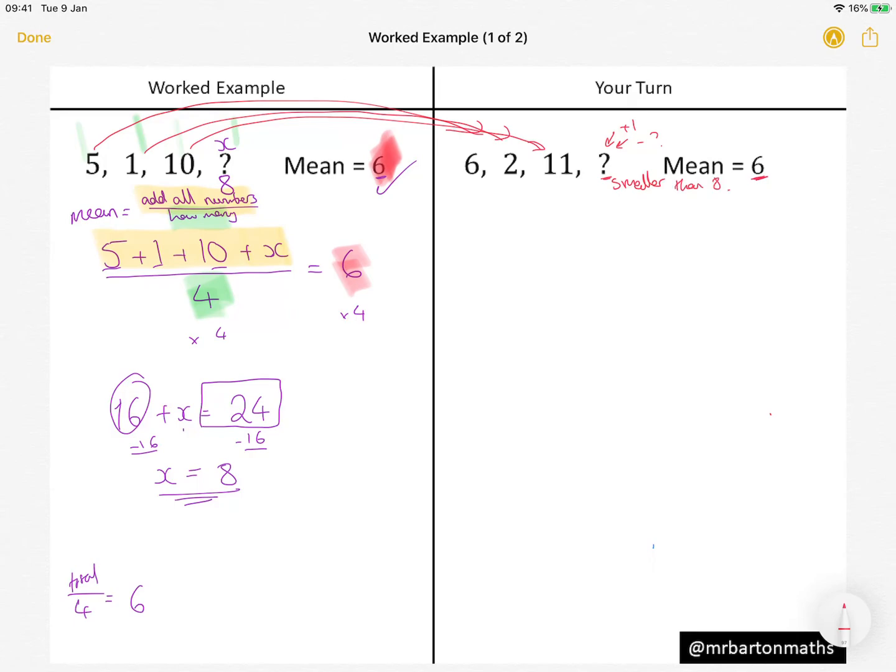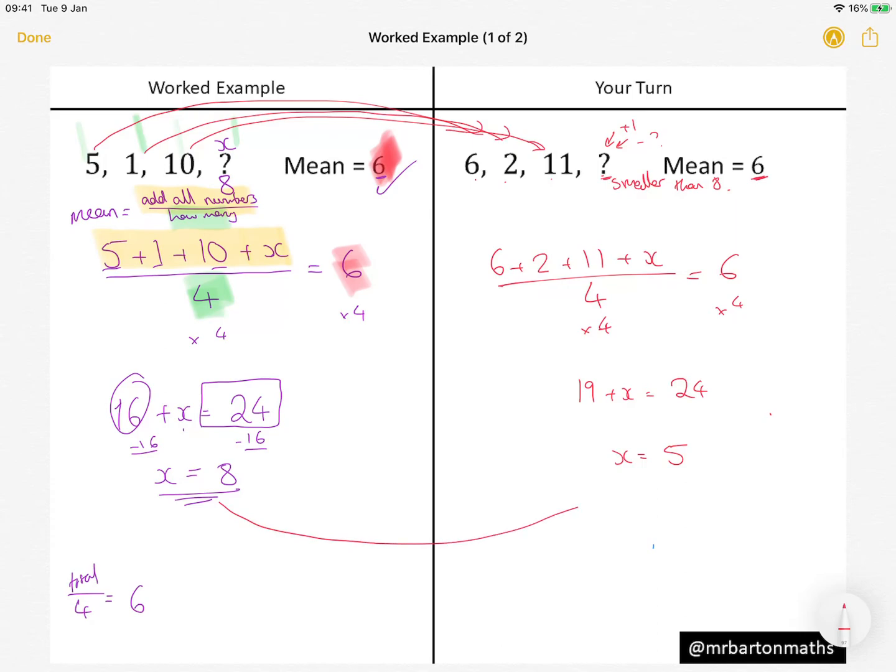Okay, let's go on to the formal working it out anyway. So 6 add 2 add 11 add X, or any letter you want, over 4 because there's 1, 2, 3, 4 numbers, and the mean is 6. Times both sides by 4 and that gets us what our total must add up to. Then 6 add 2 is 8, add 11 is 19, equals 24. So X must be equal to 5.